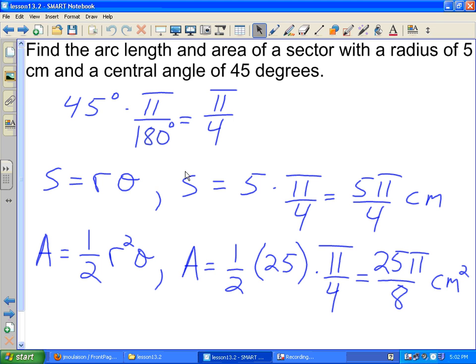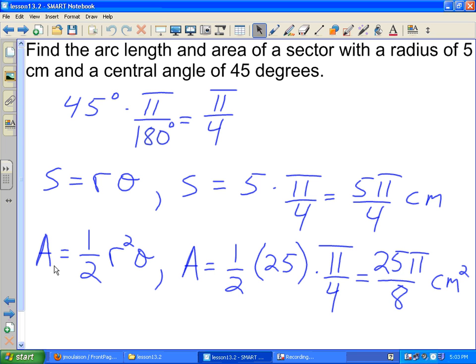Now I can calculate the arc length, radius times theta. So the radius was given to me as 5. I calculated theta as pi over 4. So 5 times pi over 4, 5 pi over 4 centimeters, because this radius was in centimeters. So the arc length is 5 pi over 4 centimeters.